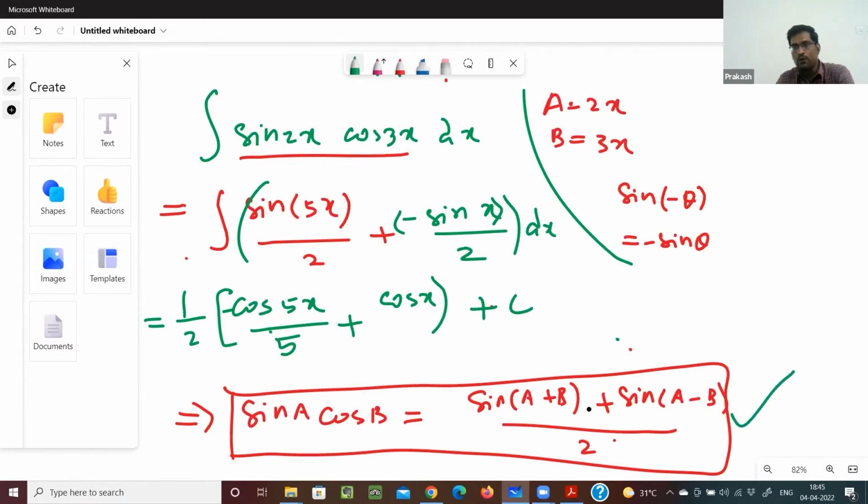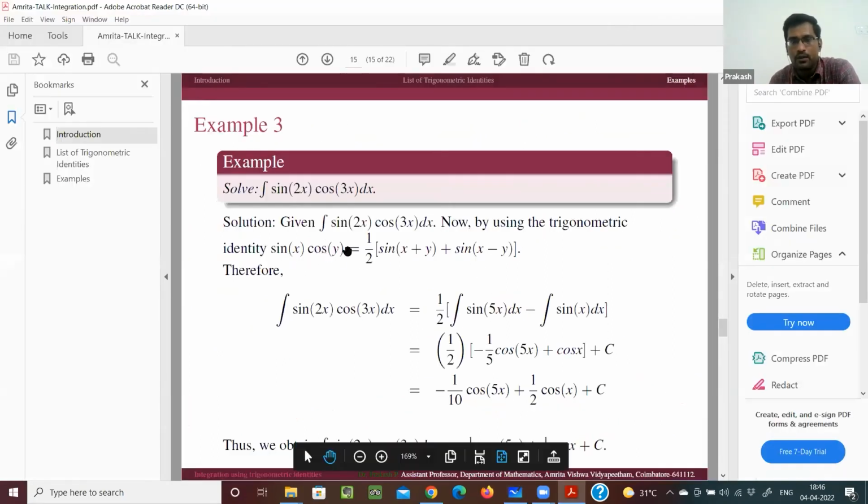Whenever you know the trigonometry identities, the evaluation of the integral is easy if the integrand involves trigonometry terms. So we need to know some important trigonometry identities, and we need to use the correct identity here. Then within 2 or 3 steps, you will get the answer. Already I have mentioned it: sin x into cos y equals 1 by 2. How we got this identity, I explained on the whiteboard.